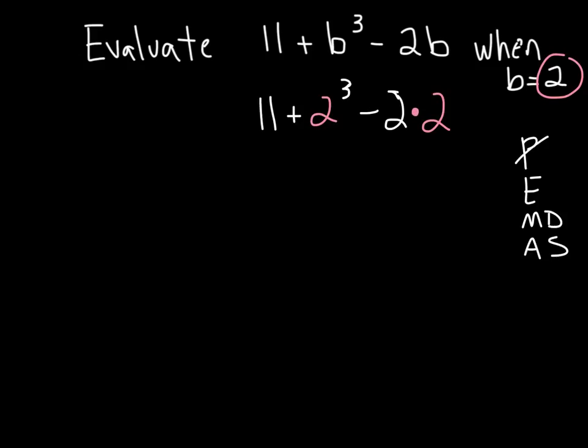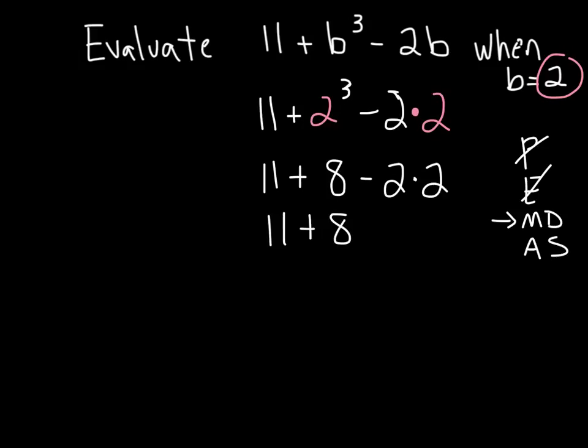There are no parentheses. We do have an exponent to simplify. We're going to say 11 plus 2 to the third power is 2 times 2 times 2, which is 8, minus 2 times 2. We have no more exponents. Now we're going to multiply or divide from left to right. We do have multiplication, so we're going to write 11 plus 8 minus 2 times 2, which is 4. Now we will add or subtract from left to right. 11 plus 8 is 19, and 19 minus 4 is 15.